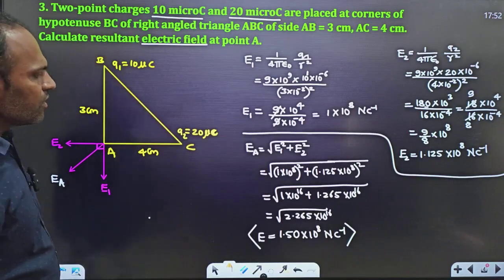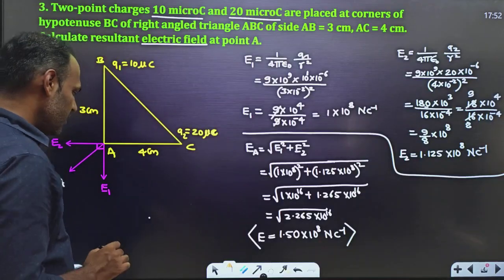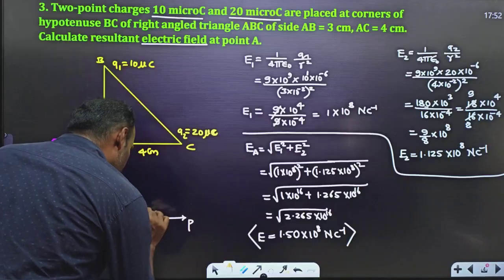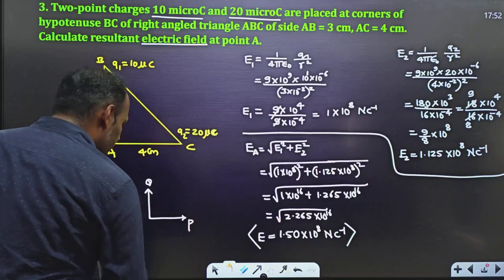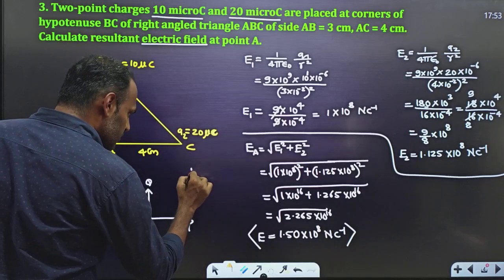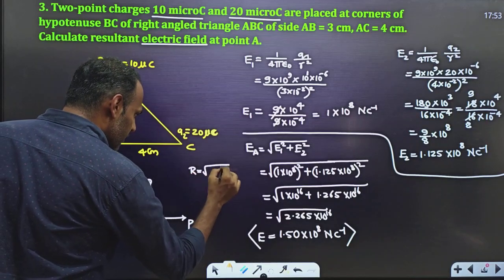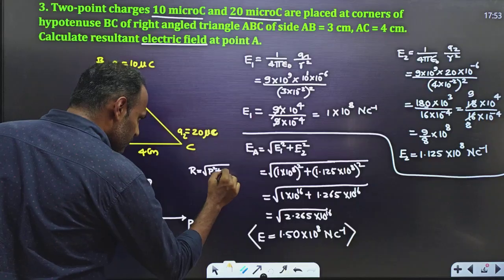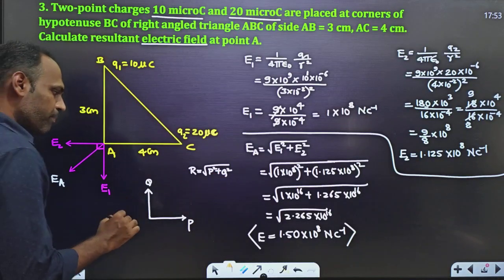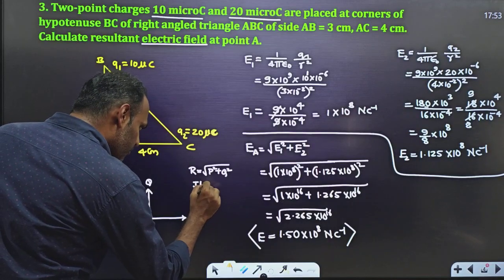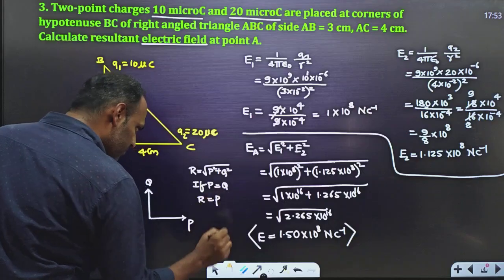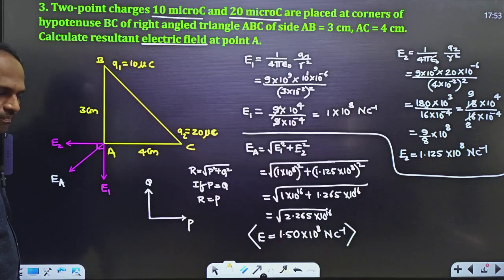Clear? One more thing I want to tell you here. See, these are two vectors P and Q which are perpendicular to each other. We know that if two vectors are perpendicular to each other, then the resultant vector will be root of P square plus Q square. If P and Q are equal, then the resultant will be equal to P.